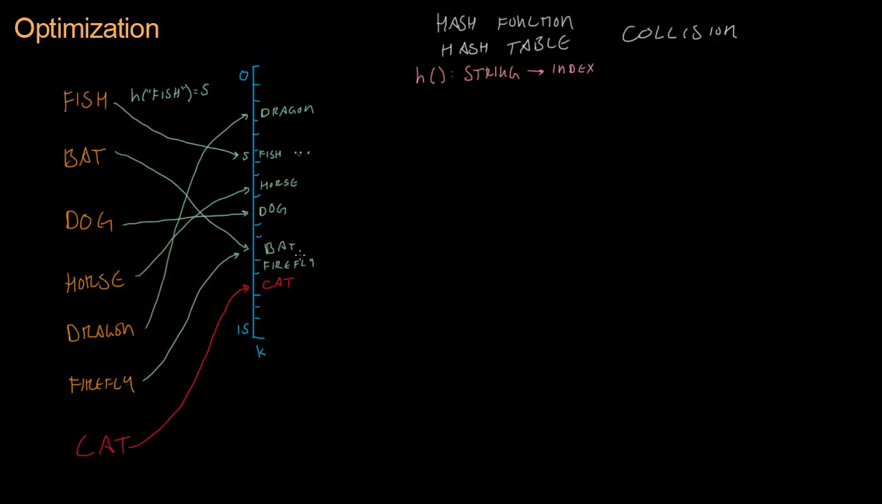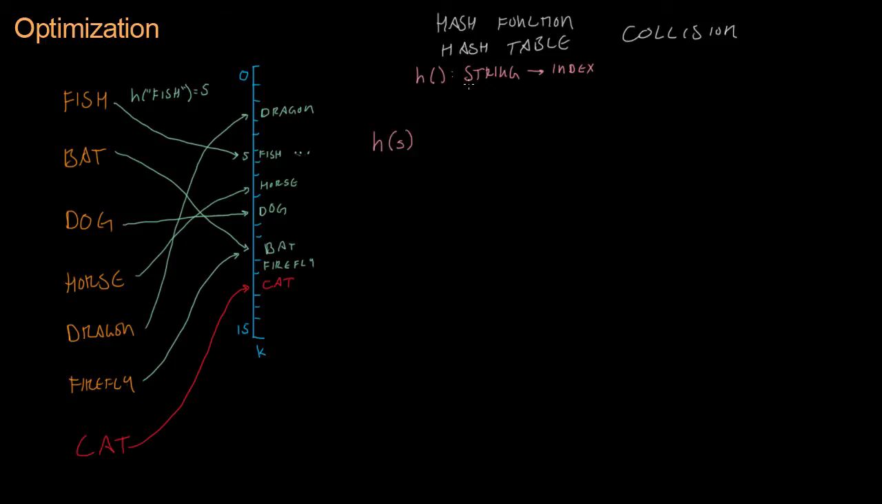Now this strategy for dealing with collisions has some weaknesses. For example, if bat is removed, then the firefly is not going to know to look at the next one. So we can't do deletes with this strategy. But you can use different strategies for dealing with collisions. And a lot of those are available in a lot of different places on the internet, so I'm not going to cover them. Let's look next at how to implement the hash function.